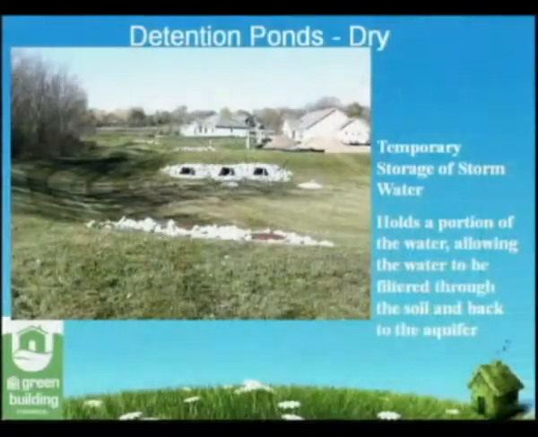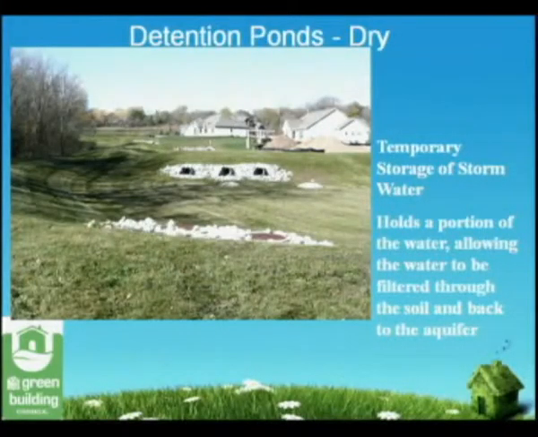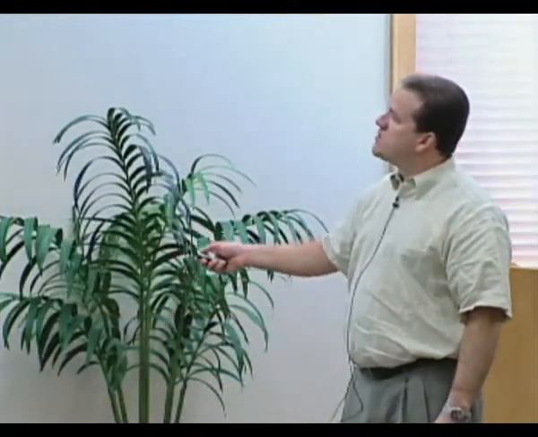Here's an example of a retention pond in one of the communities close by. We have an area basically where we're taking the stormwater and we're going to hold it in this area, and ideally it's going to go down through the soil again and replenish our aquifers. Now if it gets too heavy in terms of rain, we do have these outflows which will go into another detention area or ultimately down to the stream.